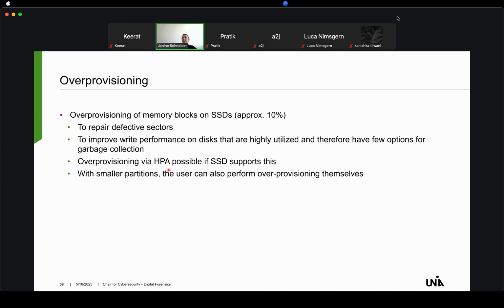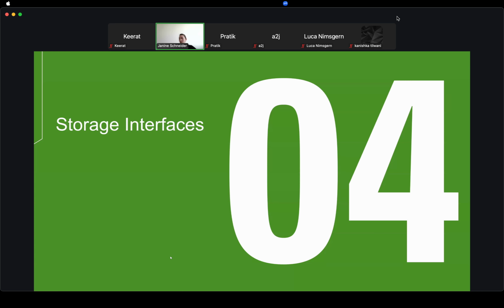Okay, so that was it on SSDs. We'll now shortly have a look at storage interfaces. Are there any questions on SSDs? Okay.